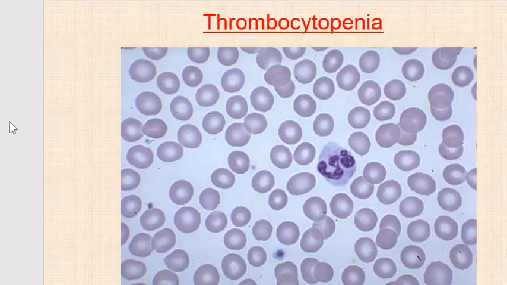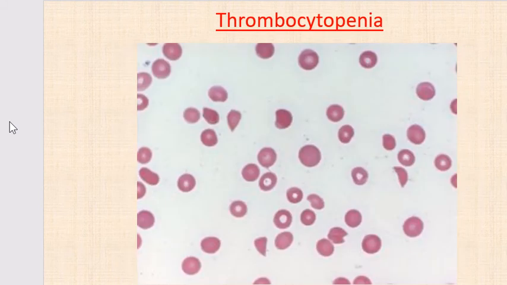Well, it looks like this on the peripheral blood. This is the photomicrograph of peripheral blood under the microscope. You can note that very few platelets are there. The platelet number is decreased on the peripheral blood film. Similarly, here, very rare, 1 or 2 platelets are seen in this peripheral blood film.